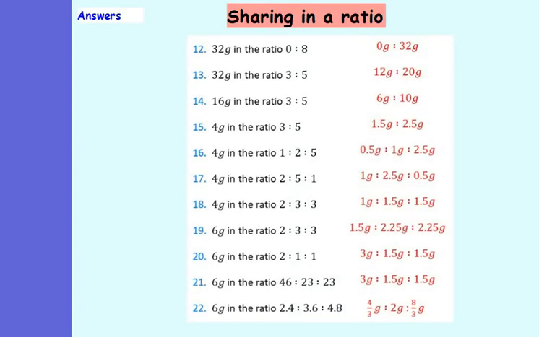And these are the answers. Please check your work and see how you did. Notice for the first one, if I'm sharing something in the ratio 0 to 8, that means there's 0 grams in the 0 part of the ratio and all of it in the other part of the ratio. Did your predictions come correct?